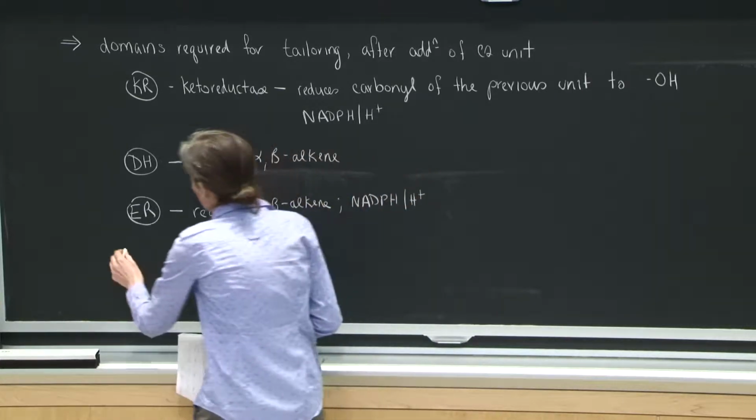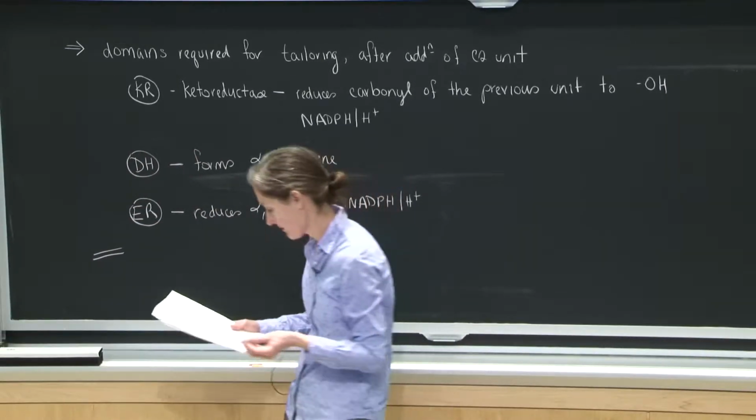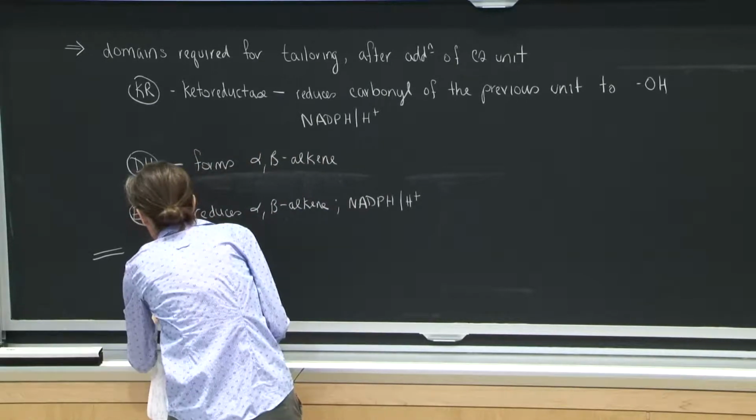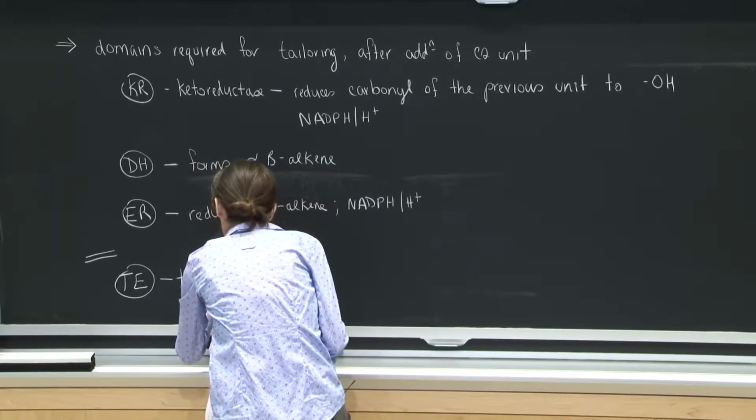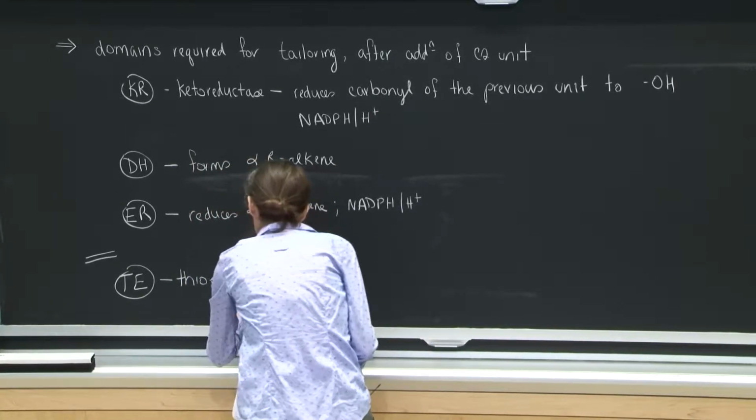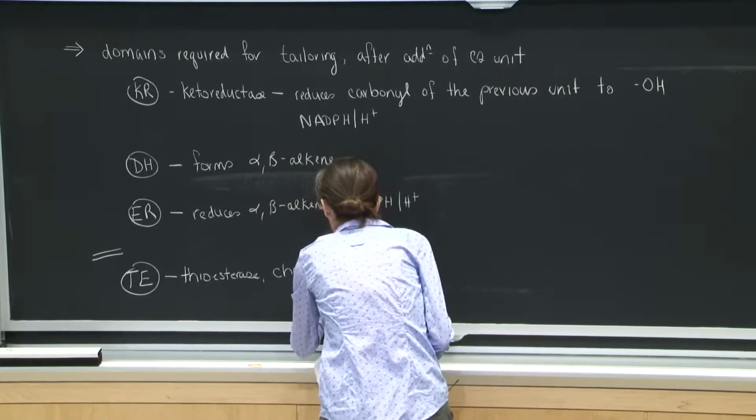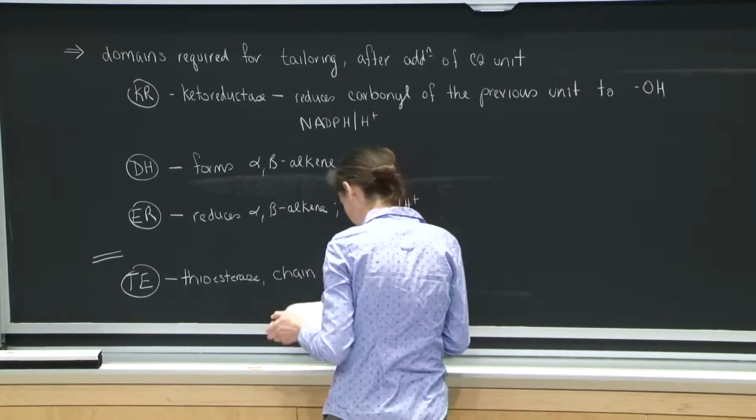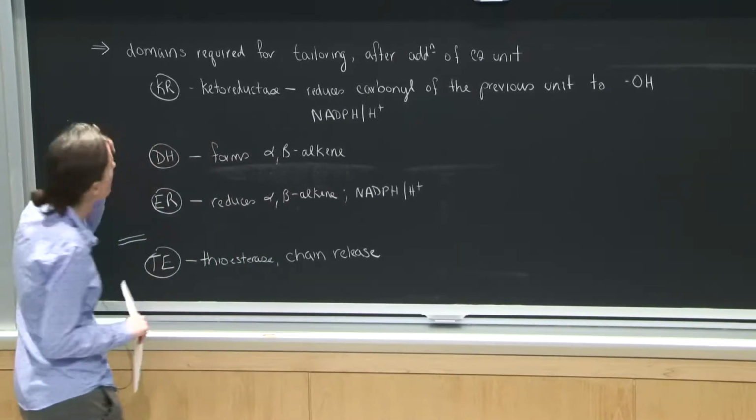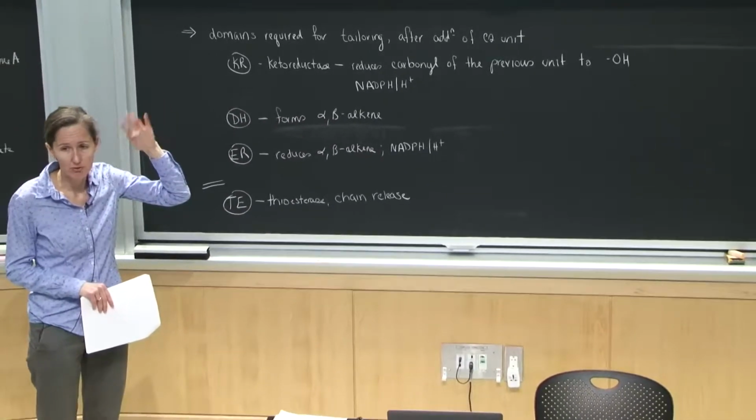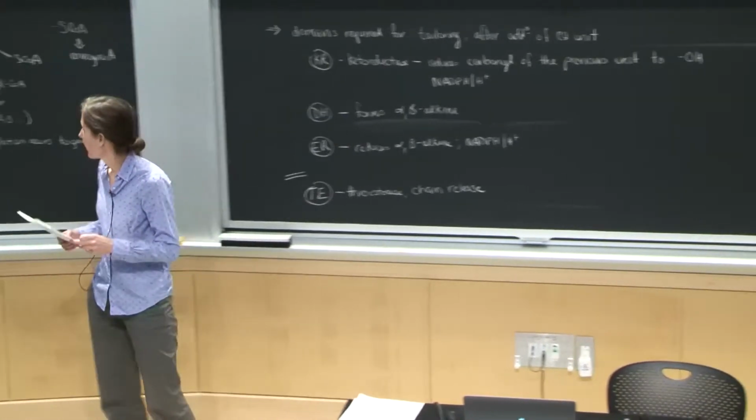And then some fatty acid synthases use a domain called a thioesterase for chain release, and that's noted as TE. And we'll see thioesterases in the PKS and NRPS sections here. So one comment regarding the acyl carrier protein, and then we'll just look at the fatty acid synthase cycle and see how these domains are acting.